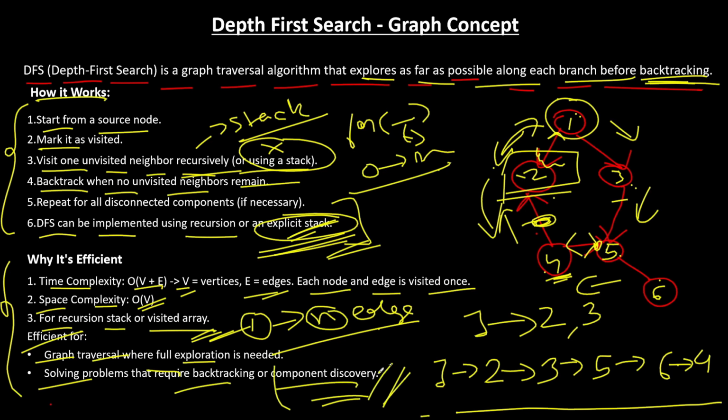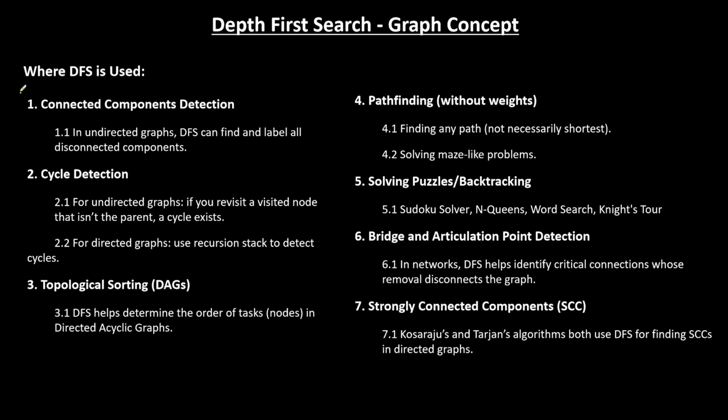The component discoveries, I will get a question ahead, then we'll look at it. Now, where can we use this DFS? I've written some question examples and topics where you can use it. Suppose you get a question related to connected component detection, like in an undirected graph, DFS can find and label all disconnected components.